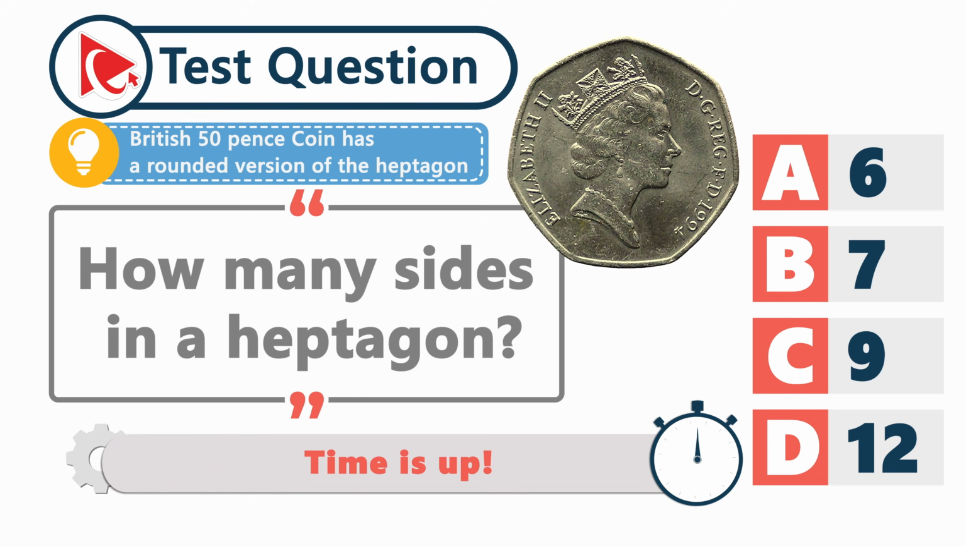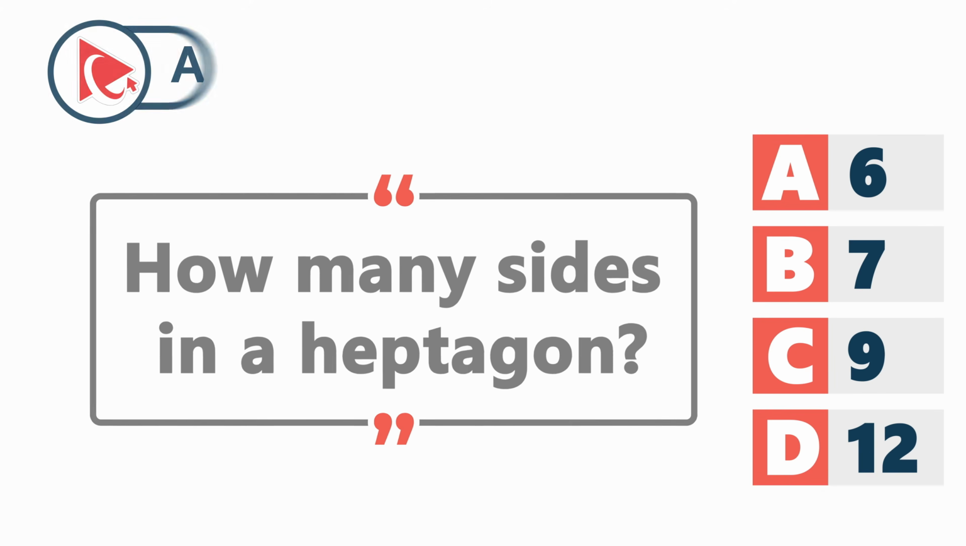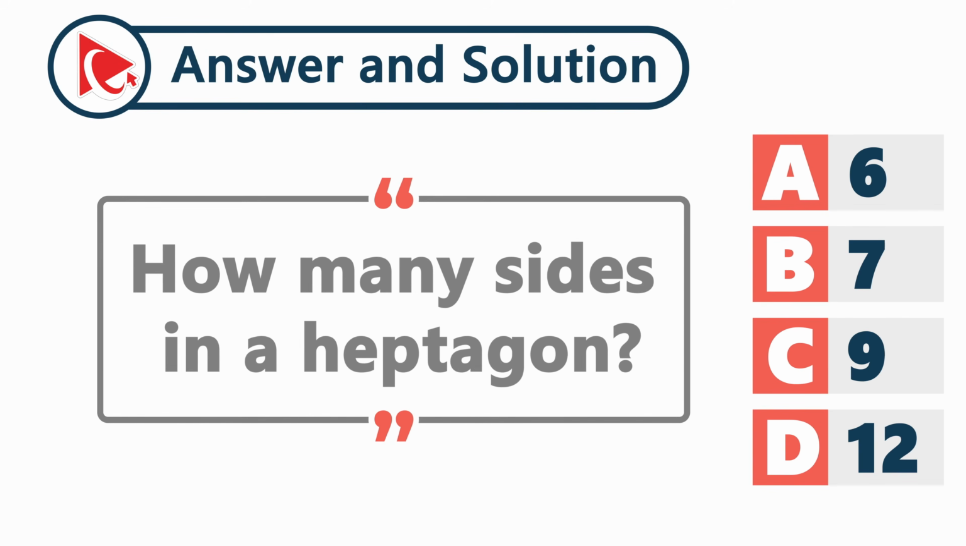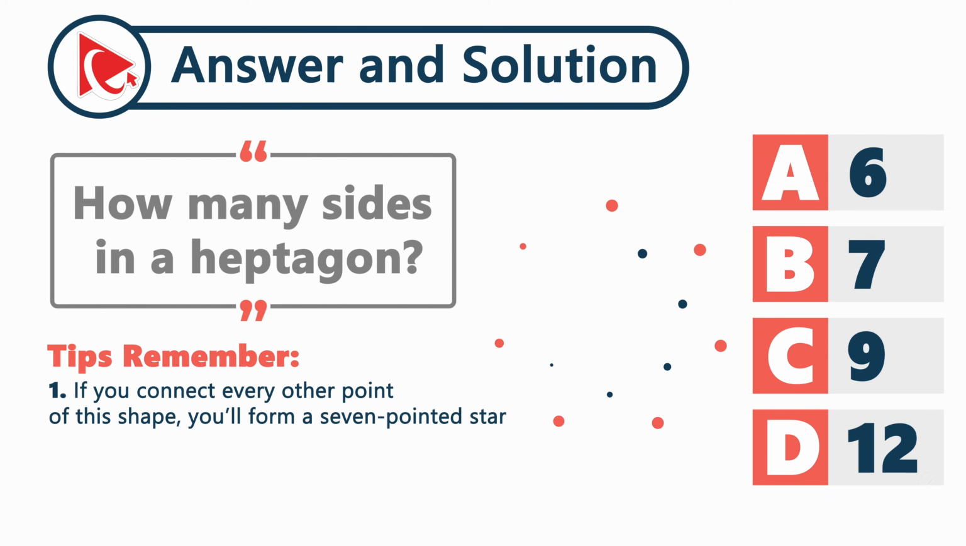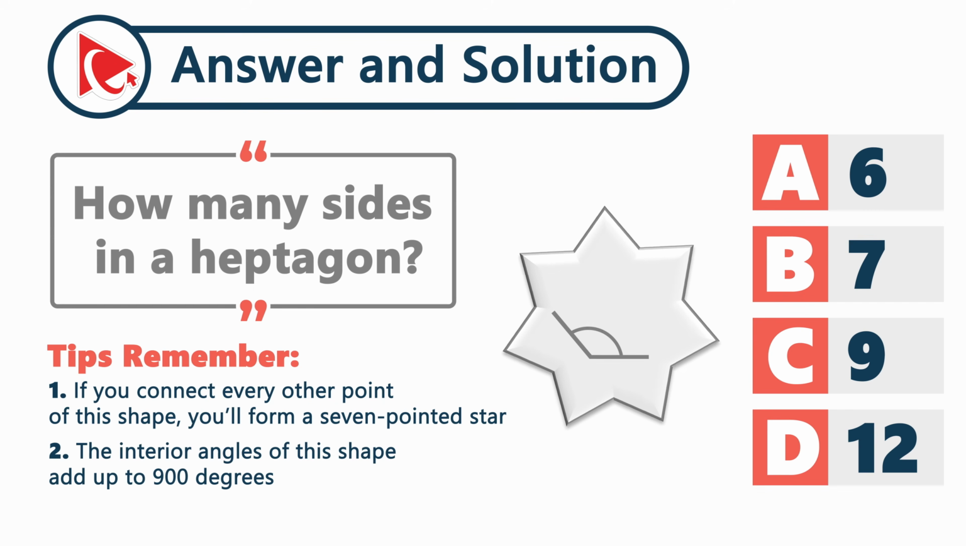Time's up. Do you have your answer ready? There are some cool things about this shape to help you remember it for the rest of your life. Number 1 is that if you connect every other point in this shape, you will form a 7-pointed star. And then another cool thing about this shape is that the interior angles add up to 900 degrees. I think you've guessed it by now.